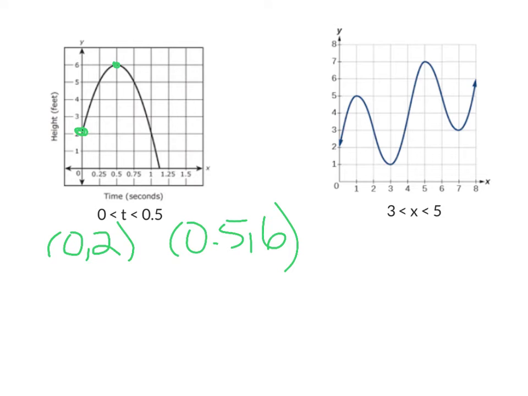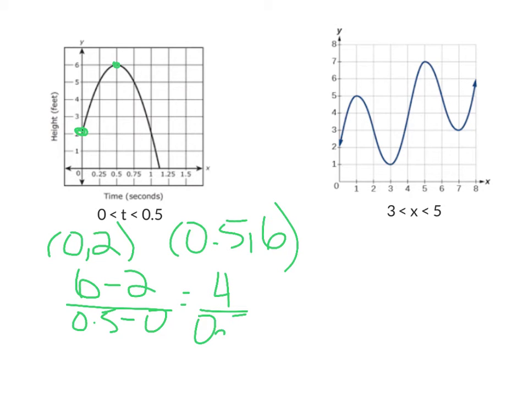Once you have the 2 points, use the average rate of change formula, y2 minus y1 over x2 minus x1 to find the average rate of change. So in this case, we would do 6 minus 2 over 5/10 minus 0, or 4 over 5/10, which is equal to 8. So our average rate of change over this interval is 8 feet per second.